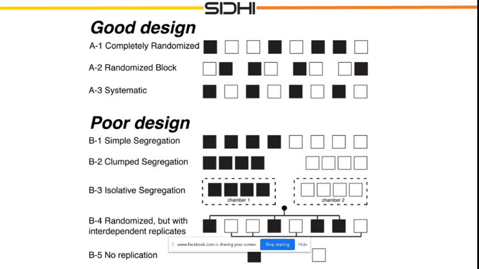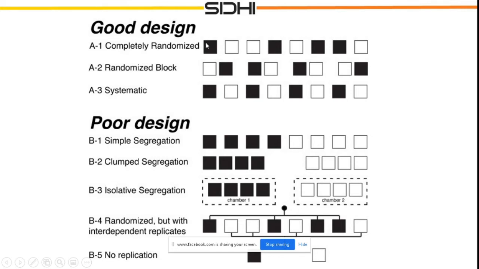Next, okay, so this is what I'm talking about. So now we're talking about randomization and replication here. So let's talk about first the good designs. First is you have your completely randomized. So as you can see here, for example, he has two treatments here with 4 replicates.